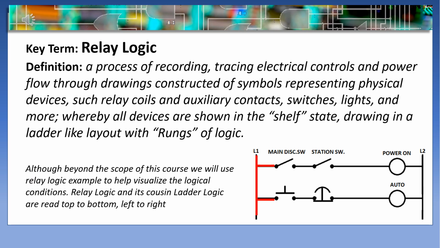Relay logic is a process of recording and tracing electrical controls and power flow through drawings constructed of symbols representing the physical devices, such as relay coils, auxiliary contact switches, lights, etc., whereby all the devices are shown in their shelf state, that is, the way you'd find them if you opened the box brand new, and drawn in a ladder-like layout with rungs of logic. They're read from left to right, top to bottom. Current comes from the left, flows through the devices, and returns on the right-hand column.